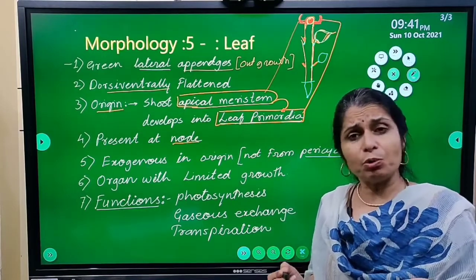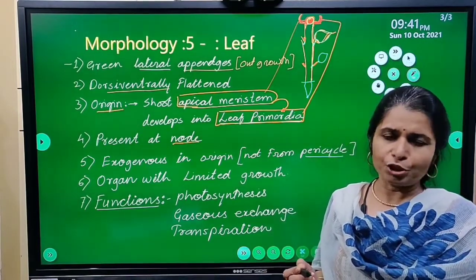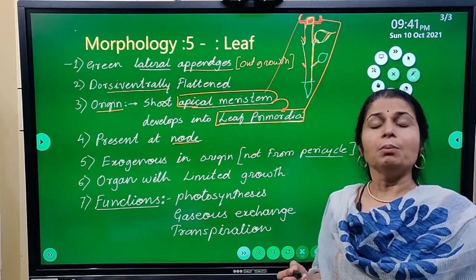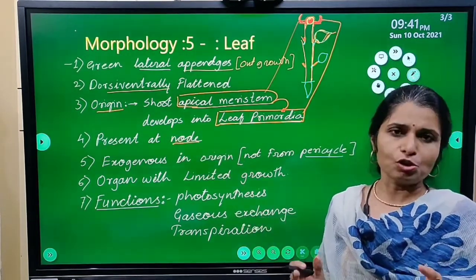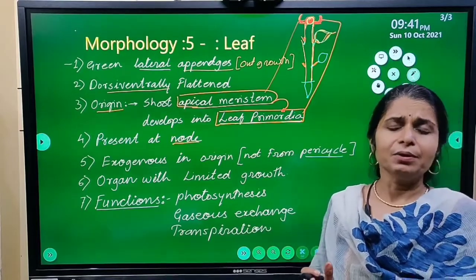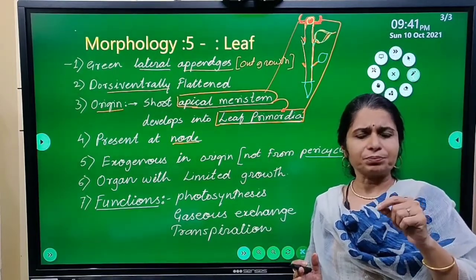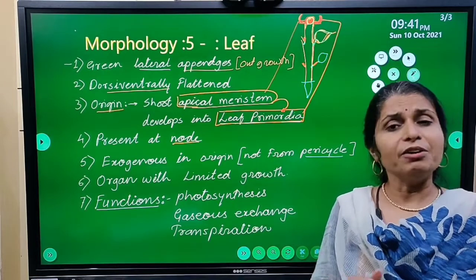New leaf can be produced. Old leaf will fall off, shed off, new leaf will be produced. But one leaf does not continue to grow and expand. It's not so. If I said, consider banyan tree. Banyan tree grows for 100 years.